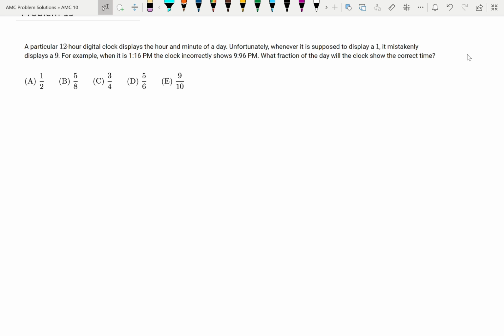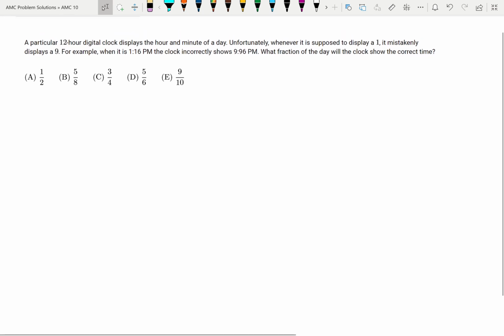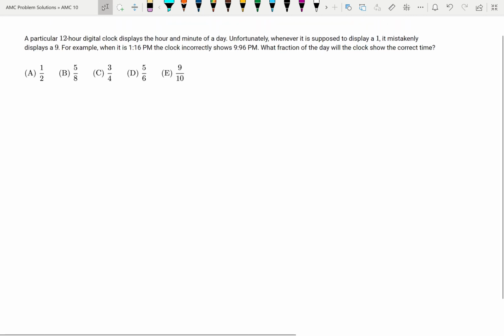A particular 12-hour digital clock displays the hour and minute of a day. Unfortunately, whenever it's supposed to display a 1, it mistakenly displays a 9. For example, when it's 1:16 p.m., the clock incorrectly shows 9:96 p.m. What fraction of the day will the clock show the correct time?